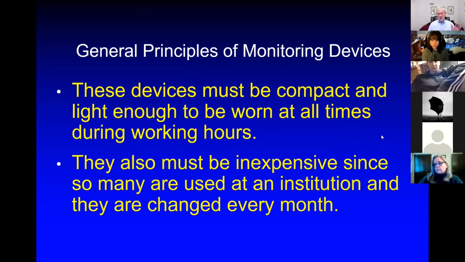More important things here. The device has to be compact and light, and you all know they weigh so little, you can't even tell you're wearing it. You can't feel it at all. Also, they have to be relatively inexpensive.